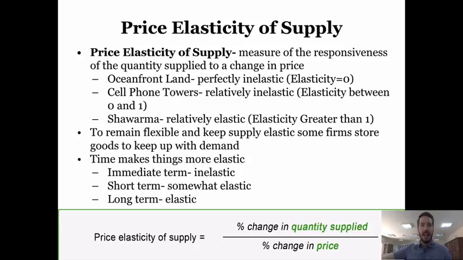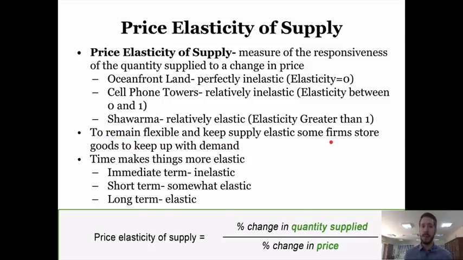It's perfectly inelastic. Whereas cell phone towers are relatively inelastic because you can technically make some more, you can technically supply some more if you are in the business of making cell towers, but the land can be fairly restrictive. Whereas if you're talking about shawarma, if you're a shawarma shop, man, you can really pump out supply if the price goes up because you want to get more product out there. So that's relatively elastic. So it's going to be greater than 1.